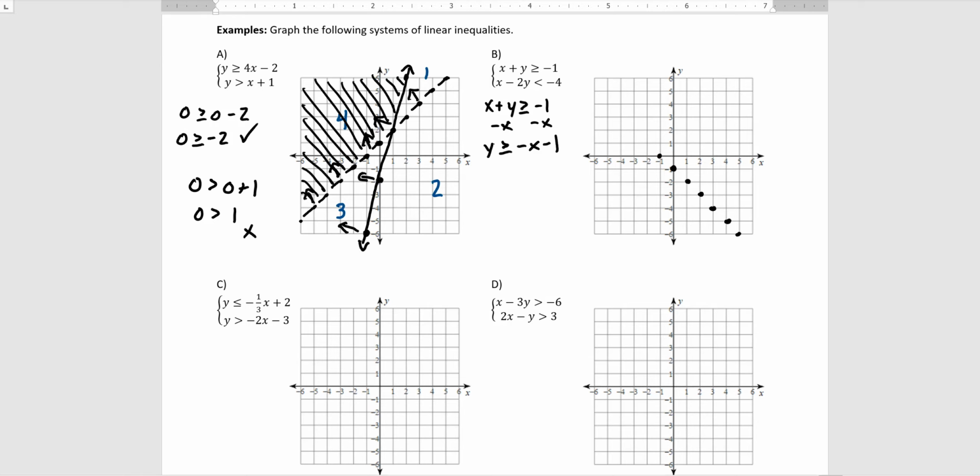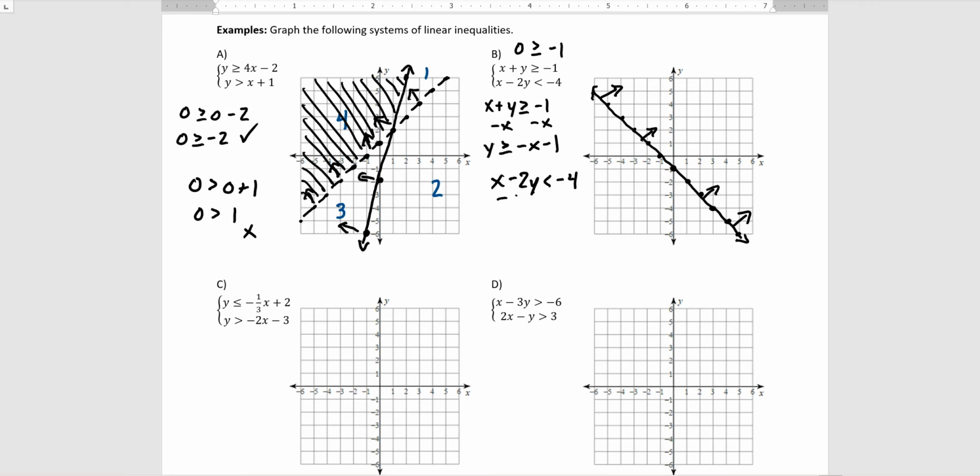Gorgeous. Now, am I going to use a solid or dashed line here? Solid, right, since it's greater than or equal to. So a solid line. Beautiful. And when I plug in 0, 0, I can just use the original. It'd be 0 is greater than or equal to negative 1. Is that true? Yes, it is. So I would use my arrows to point toward 0, 0. All right. Now my other one here, x minus 2y is less than negative 4. So let's get it in slope-intercept form.